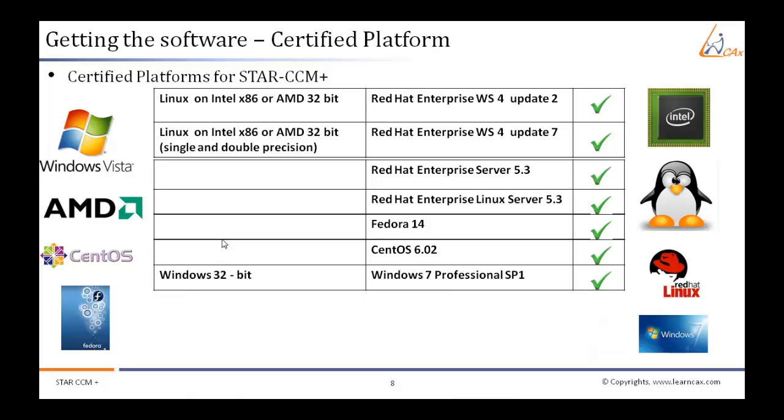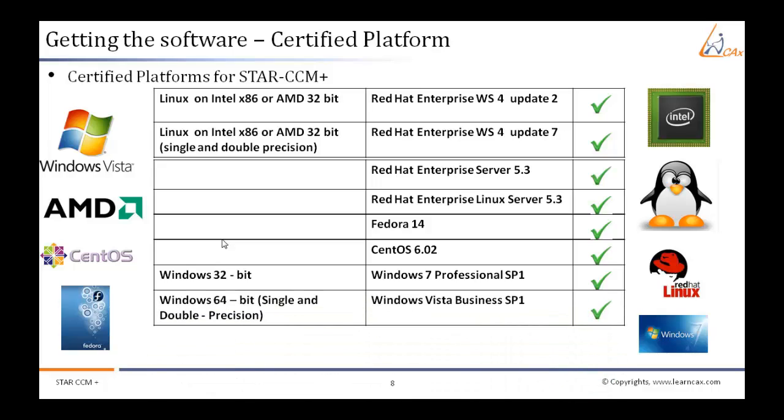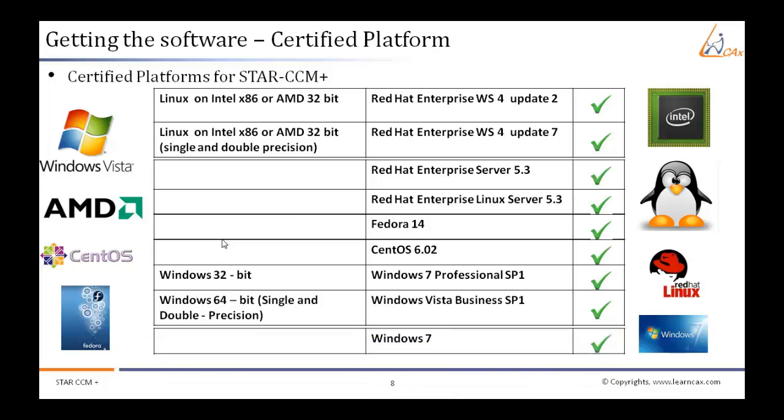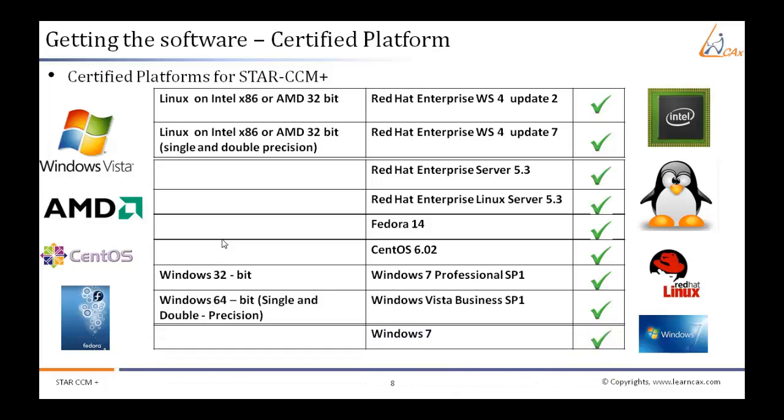And when we say Windows 32-bit, it can run on Windows 7 Professional Service Pack 1, and it will run even if you have a 64-bit machine and Windows Vista Service Pack 1. So on all these machines, these are the certified platforms where STAR-CCM+ will run comfortably and give the performance at a level that has been certified by CD-adapco. And Windows 7 obviously it will run, so no problem with that.